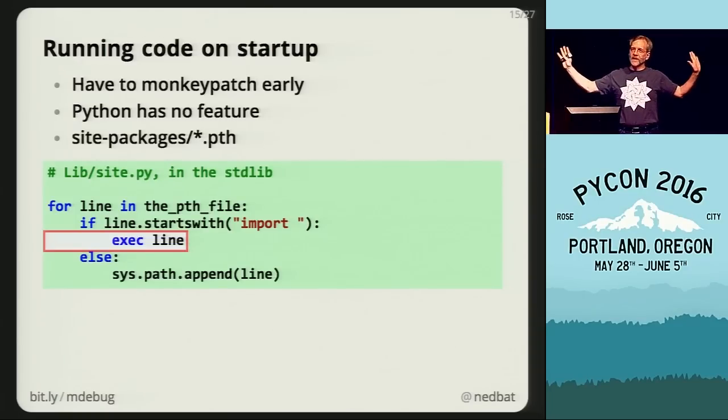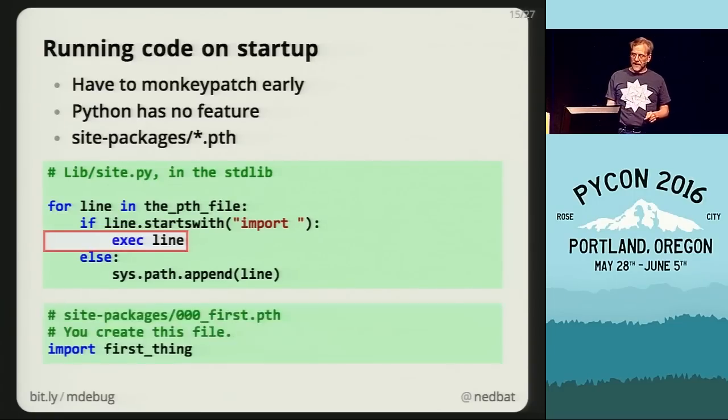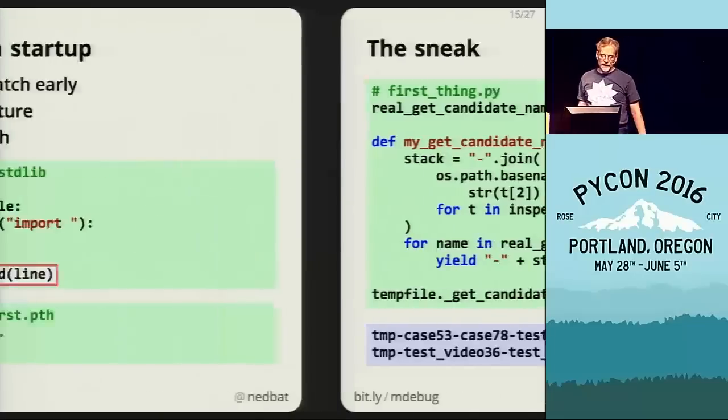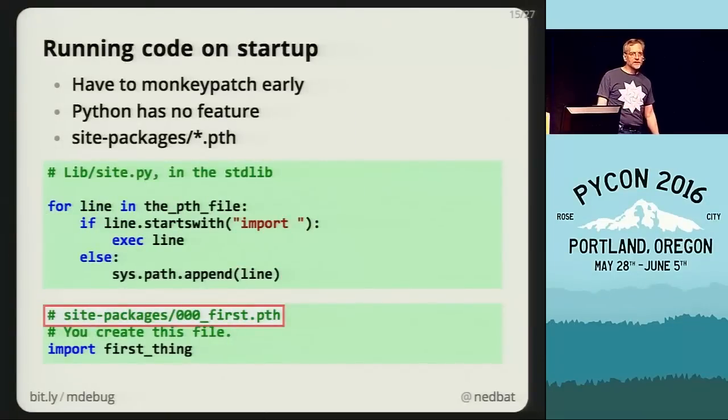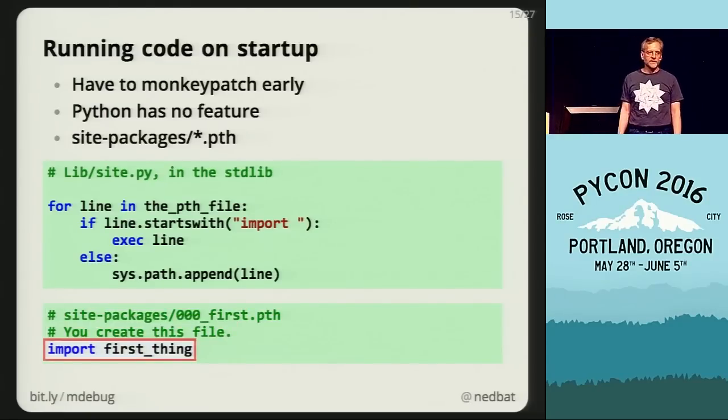Okay, look, I'm showing you lots of weird code. I didn't write this, okay? This is really in there, and it's every time you run Python, this is happening. And if it doesn't start with import, then it just appends the line to sys.path. So this is how sys.path gets really, really long and points to all of your imported modules. So if you create a 000.pth file in your site-packages directory that just imports firstthing, then you can write a firstthing.py, and it will run before any other code in your Python process.